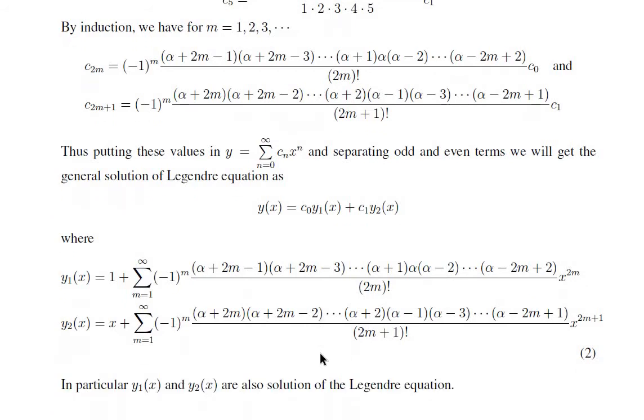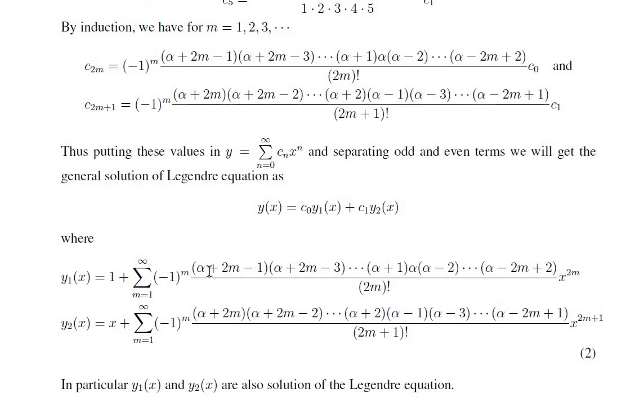So this is the solution of the Legendre equation, the general solution of this Legendre equation. If we take c0 equal to 0 and c1 equal to 1, then y2 is our solution. If we put c0 equal to 1 and c1 equal to 0, then y1 is also a solution. So y1 and y2 are particular solutions of this Legendre equation.